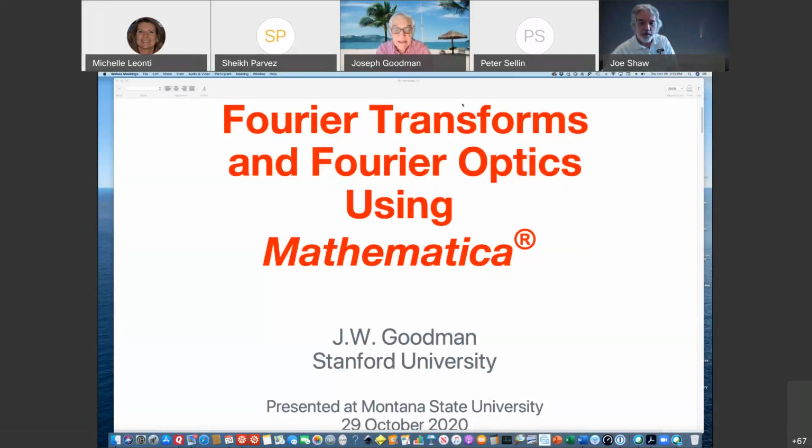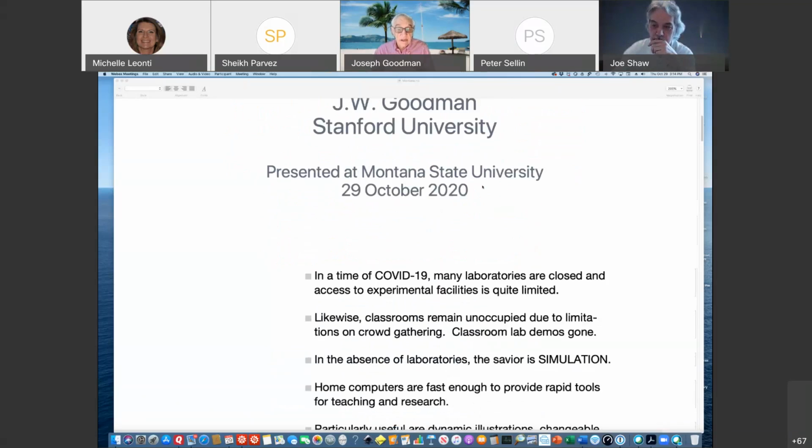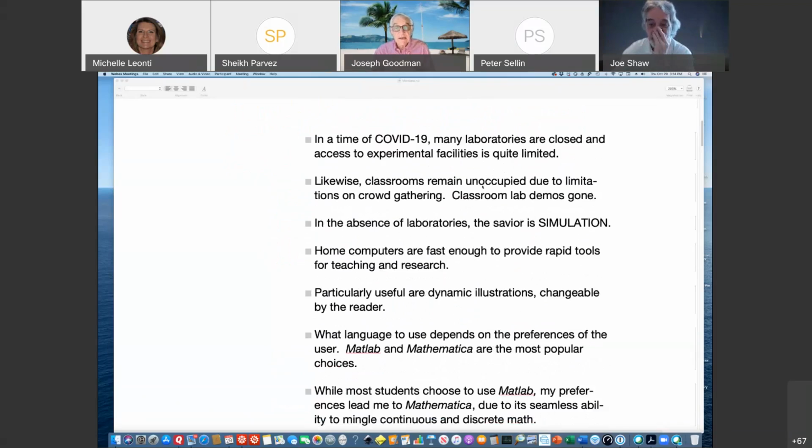When the pandemic began, we all kind of isolated ourselves and searched around for interesting things to do, things that would stimulate us. And I turned to Mathematica and a subject that I'd taught many times at Stanford, Fourier transforms, and included in that some aspects of Fourier optics. So I'd like to talk today about using Mathematica to illustrate both Fourier transforms and Fourier optics. So let me move to a few bullets here.